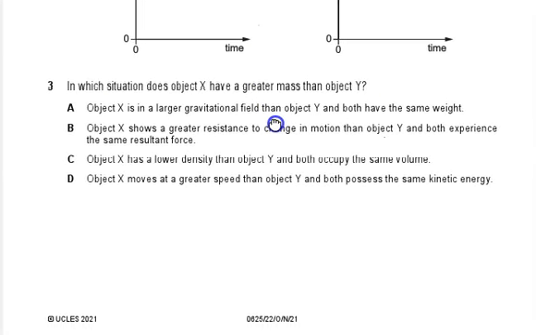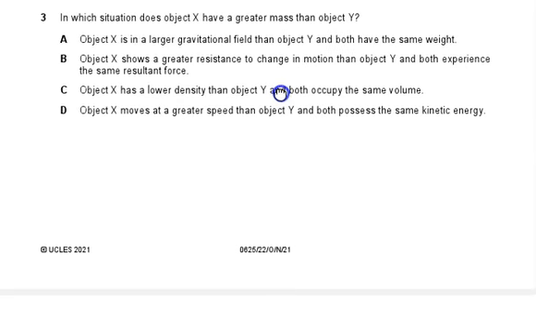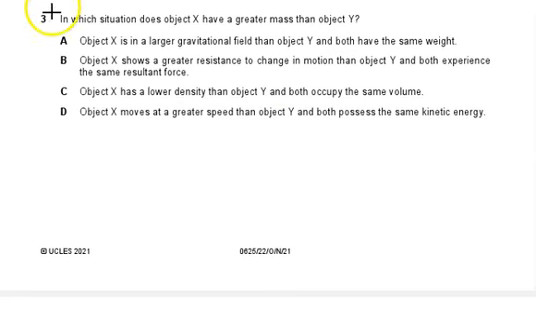Okay, now for number 3. In which situation does object X have a greater mass than object Y? Okay, for this kind of question, we have no choice but to go through all the answer options. For A, object X is in a larger gravitational field than object Y, and both have the same weight. If they have the same weight, it doesn't mean that Y has a greater mass. Alright, so this is wrong.